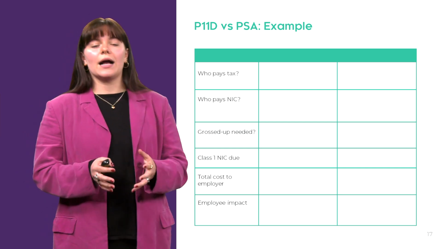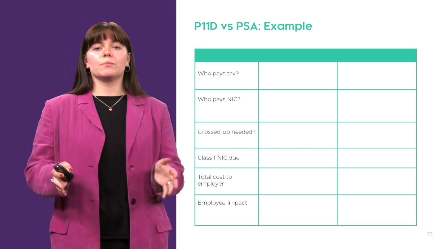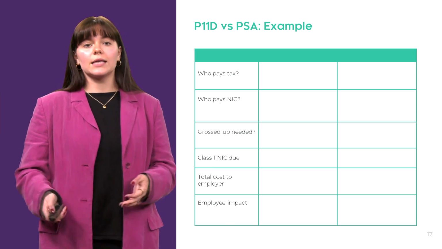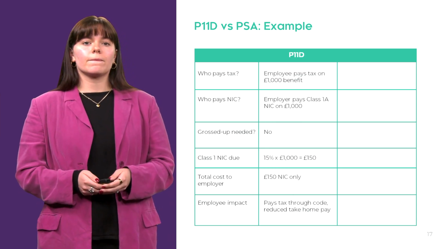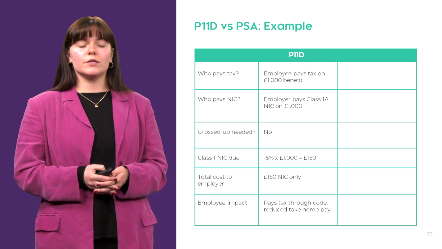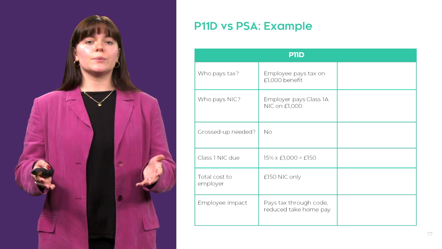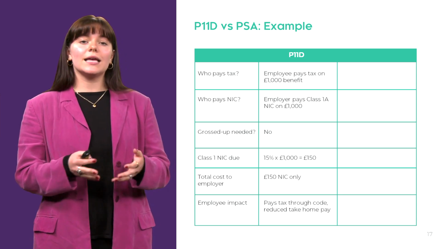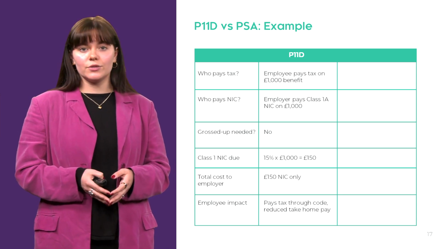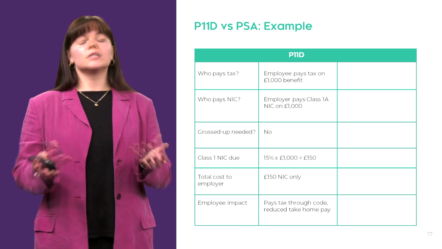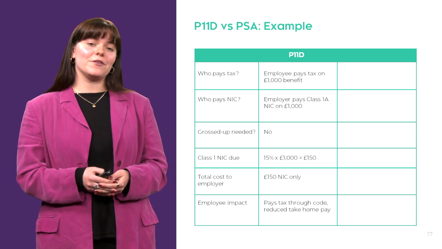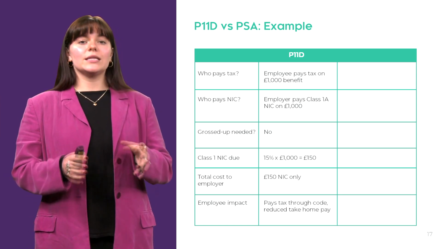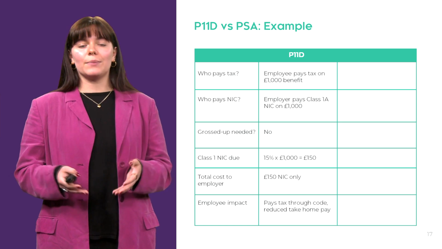Let's take a look at how a benefit with a cash equivalent of £1,000 would be treated differently under a P11D versus a PSA. If the employer reports the benefit through a P11D, the employee is responsible for paying the tax. That £1,000 will be added to their income and taxed via a tax code adjustment. The employer will still pay Class 1A national insurance at 15%, which comes to £150. So in this case, the employee feels the tax impact directly.